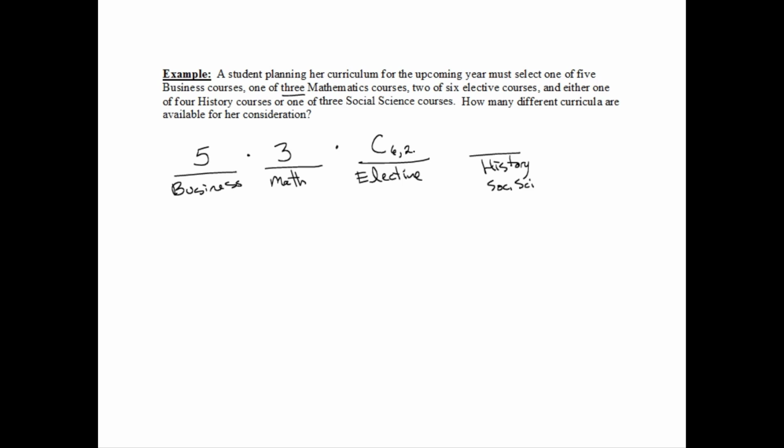And either 1 of 4 history courses or 1 of 3 social science courses. Well, what does that really mean? That really means that we have a group of 7 courses to choose from. And how many are we choosing? 1. How many ways are there to choose 1 out of a group of 7? 7. So here we end up with 1,575 possibilities.